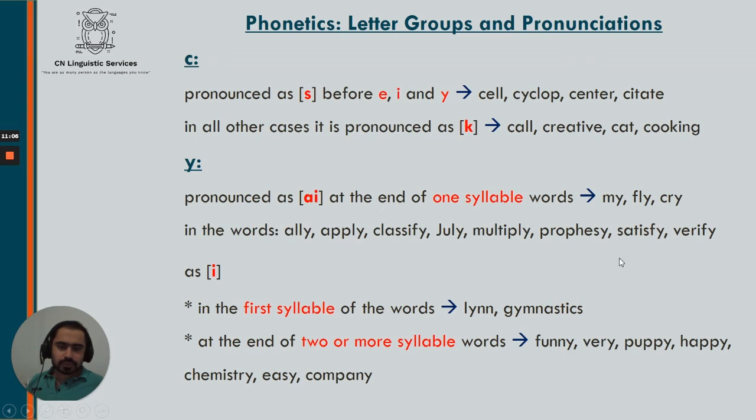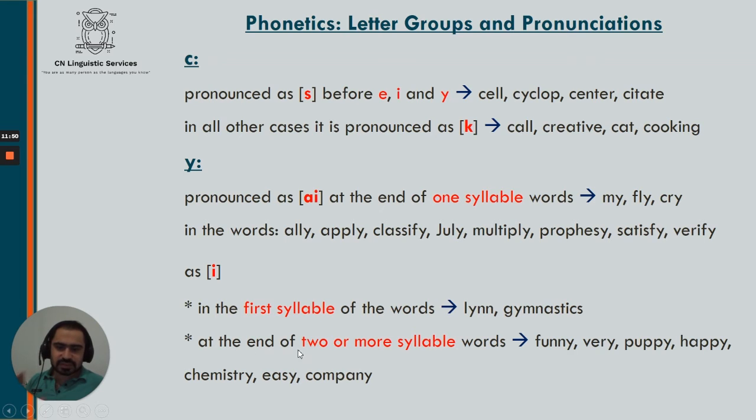You need to remember these words over here. And the second pronunciation is E. When do you pronounce it? In the first syllable of the words. It doesn't matter if it's one syllable, two syllables, or three syllables, and so on. If it comes in the beginning or in the first syllable of the word, you pronounce it as E, like in lynx, gymnastics.